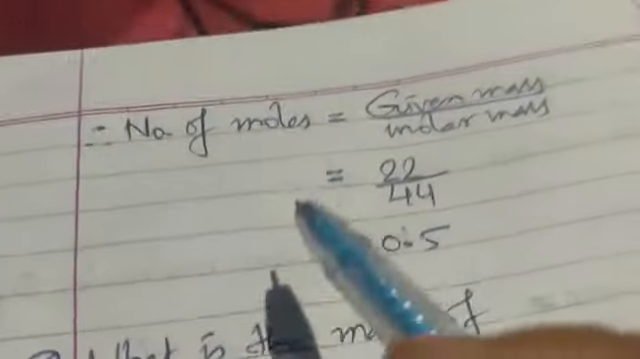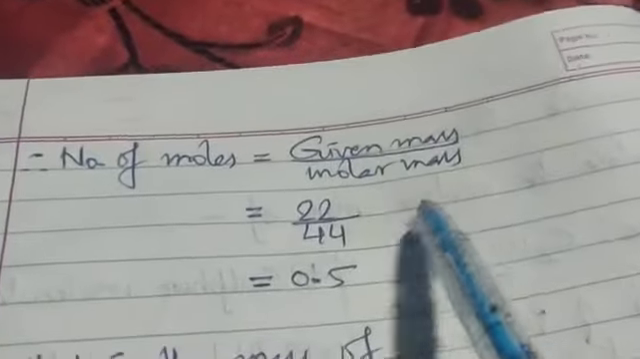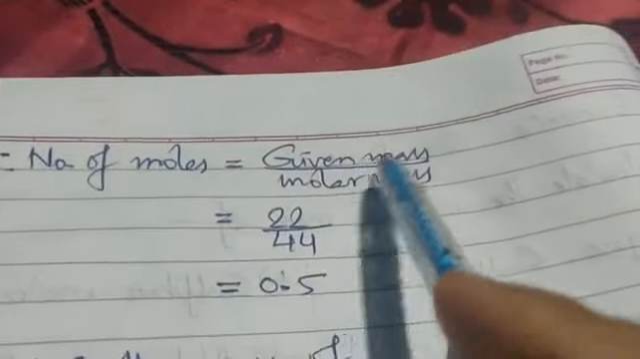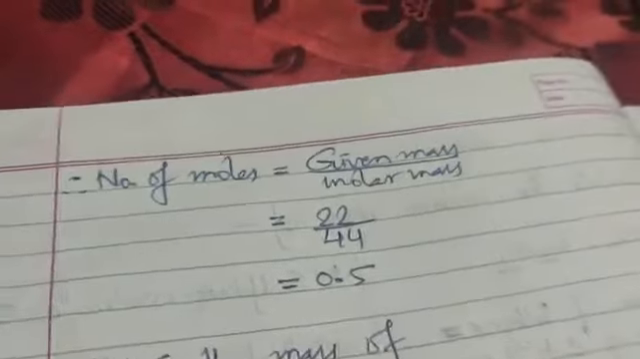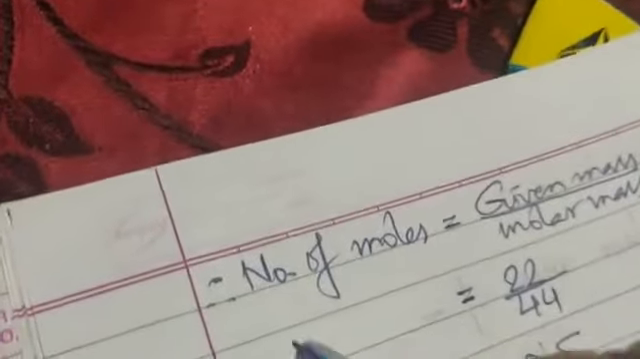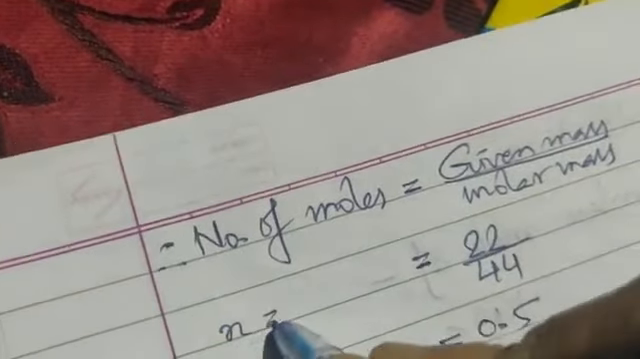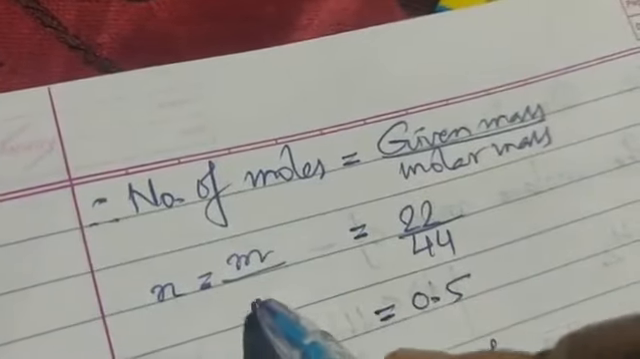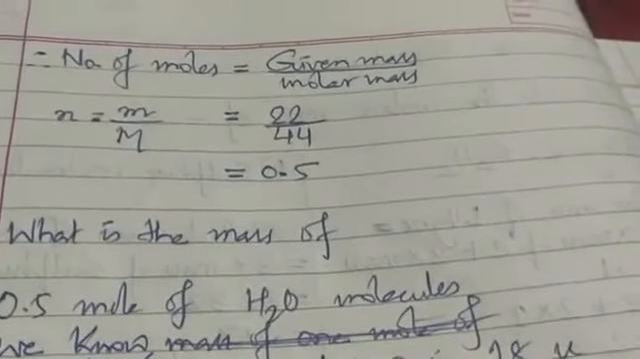Didn't we see a formula like this? Number of moles equals given mass by molar mass. When you have to find the number of moles, you have to use this formula, given mass by molar mass. Now if I write in symbols, number of moles we can give as small n, given mass is small m, and molar mass is capital M. So you see, the number of moles we have to find, so n is here.